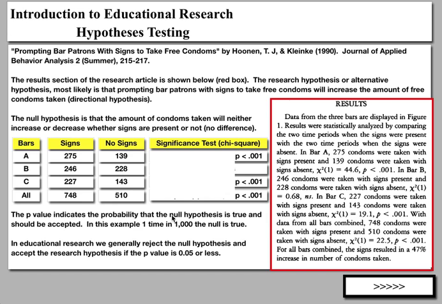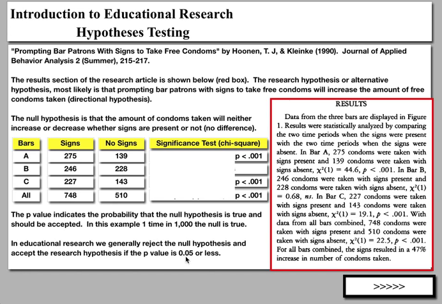Now, in educational research, we generally will reject the null hypothesis and accept the research hypothesis if the p-value is 0.05, this is 5/100ths, or less. So anything greater than 0.05, we would accept the null hypothesis. There's too much chance involved, so we will accept the hypothesis of no difference.